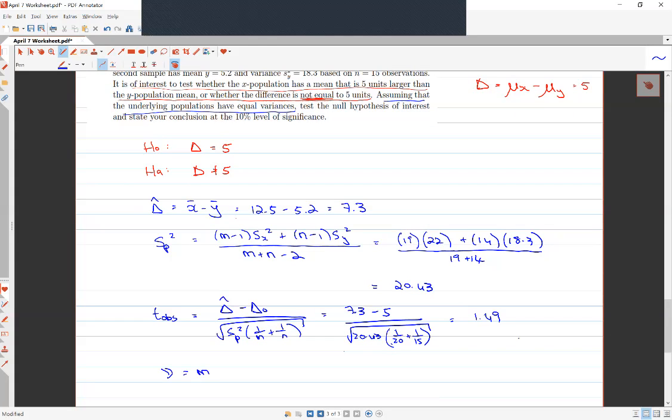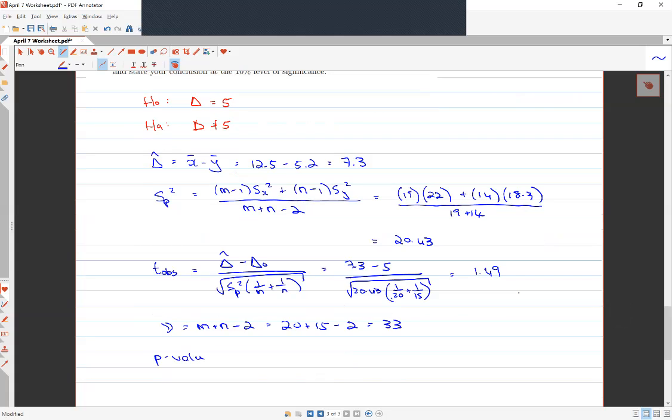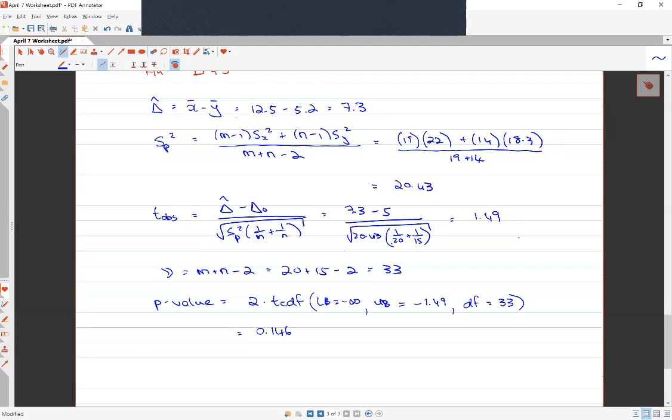And we want to evaluate that using a t-distribution with 33 degrees of freedom. So we can go and calculate our p-value. It's two-sided, so that is reflected in how we calculate our p-value here. Remember, you always use the negative of the absolute value of the test statistic. And 33 degrees of freedom in this case. So this works out to be 0.146. So in this case, again, our p-value of 0.146 is greater than 0.1, which is our alpha in this case. So we do not reject the null hypothesis.